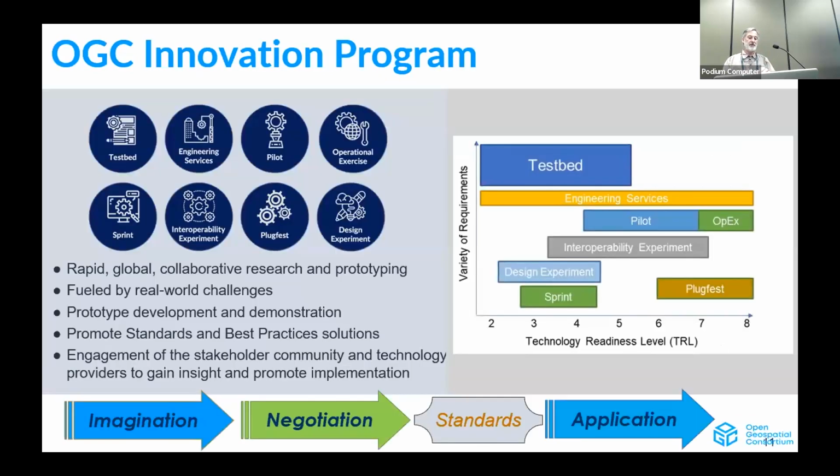So that's the standardization work, but I want to turn very briefly to some of the innovation work that's been around analysis-ready data. This is just a bit of a show of the innovation program, which has these different technology readiness level activities. The earlier ones tend to be, what's the case for what a standard would look like? The later ones, such as pilots and operational exercises, are, we have a standard, what are the implementation and adoption issues?